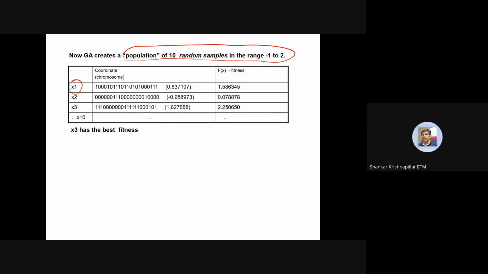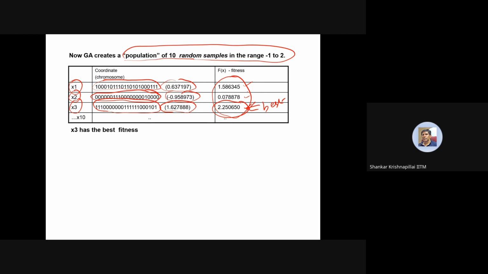So x1 is 0.637197. It is converted to a 22-bit string. x2 is -0.958973. That is also converted to a 22-bit string. Then x3 is 1.62788. That is also converted to a 22-bit string. Then you have to find the objective function value, that is f of x. So these are the f of x. Of these, we can see that x3 is the best.